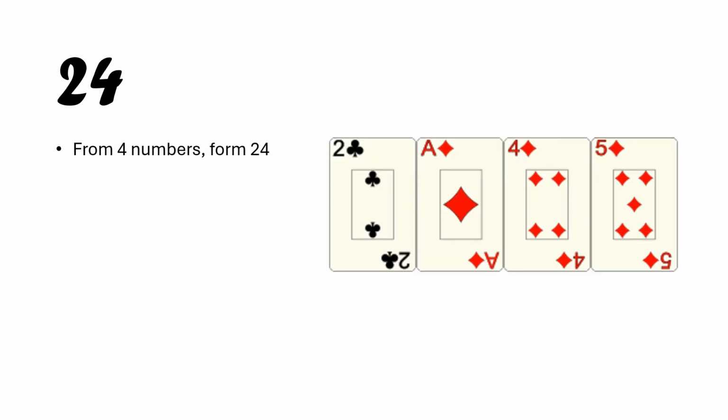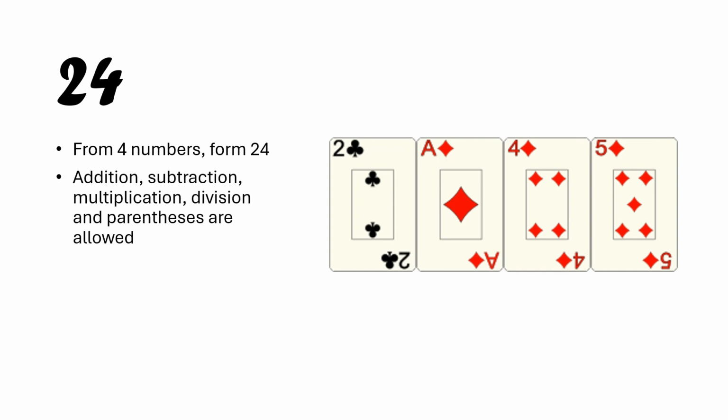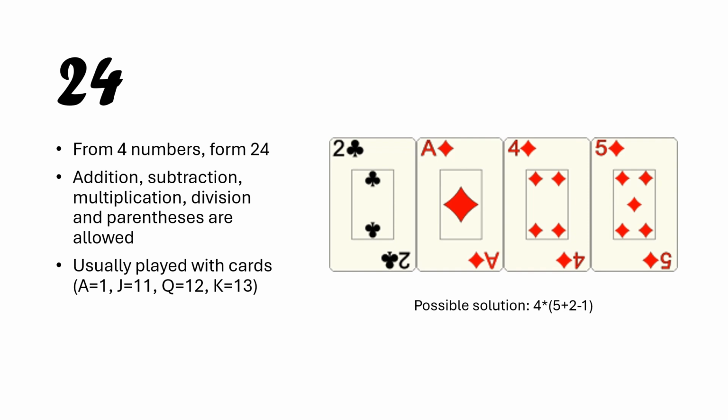In the game of 24, we want to form the number 24 from 4 numbers. The only allowed operations are addition, subtraction, multiplication, division, and parentheses. Usually this is played with cards, with A denoting 1, J denoting 11, Q denoting 12, and K denoting 13. A possible solution for this set of 4 cards is as follows. 4 times (5 plus 2 minus 1), which gives 4 times 6, or 24.